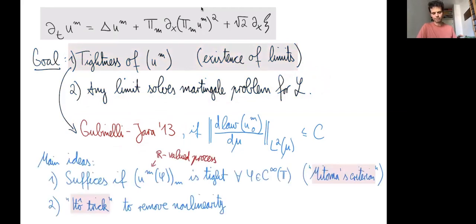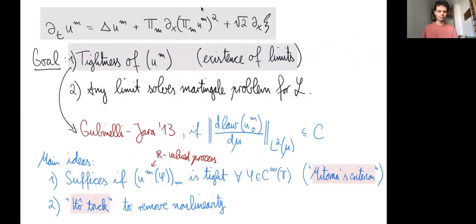And the main ideas for that will be, first, it suffices to prove tightness of this infinite dimensional process. To prove that, it suffices if we show that tightness holds for infinitely many real valued processes. So we can test this process against phi, where phi is a smooth test function, prove tightness for this real valued process. And if we can do this for all test functions, then this sequence of processes with values in S prime of T, so in values of distributions, will be tight. And this is what's called Mitoma's criterion.